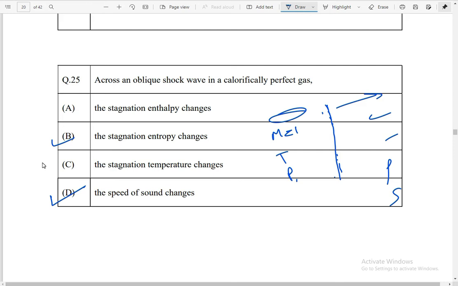So in an oblique shock, the stagnation entropy changes, and the speed of sound changes. Velocity will also change here, and the speed of sound, after the shock. So we must know the properties of normal shock, oblique shock and expansion wave. If we apply something, what will happen after the shock? So in these questions we have option B and option D.